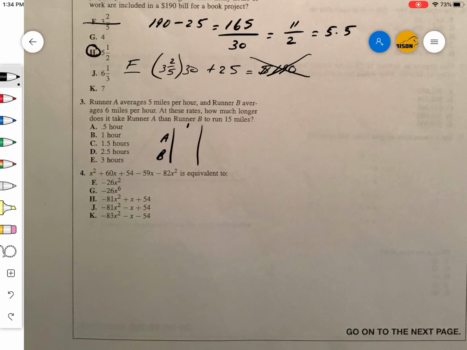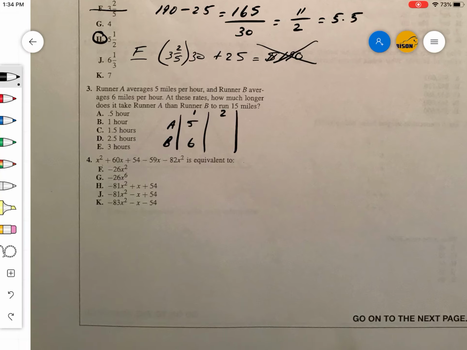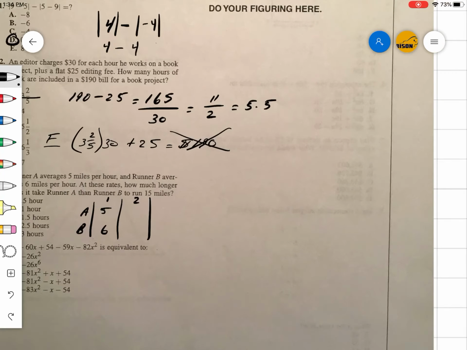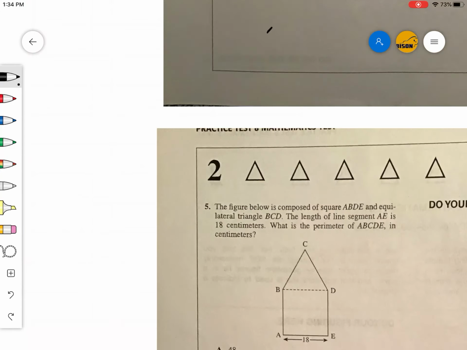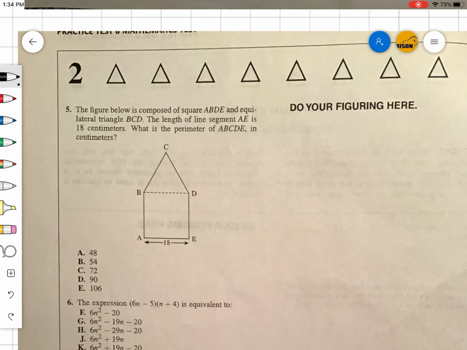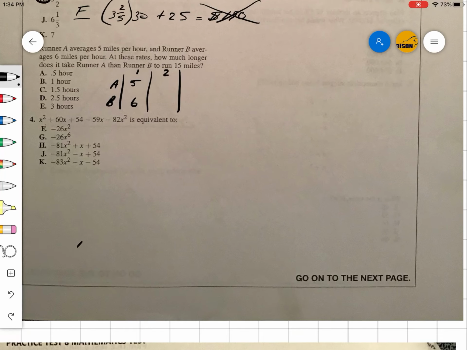After 1 hour, runner A has gone 5 miles and runner B has gone 6. So after 2 hours, sorry, runner A has gone, oh my gosh.